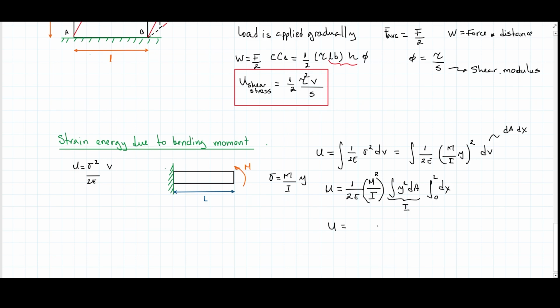Then we could say here that strain energy due to bending moment equals what? Well, 1 divided by 2 times the Young modulus, times M squared L, if I just integrate dx from 0 to L, divided by just I, because one I here cancels out with one I here. And this ends up being the strain energy due to bending moment.